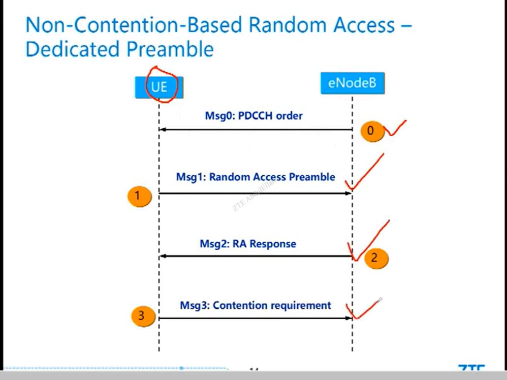So which one is quicker? Definitely, the non-contention based random access is quicker, but we have limitations, right? We have the factor requirements. Okay, these are the two types of random access.